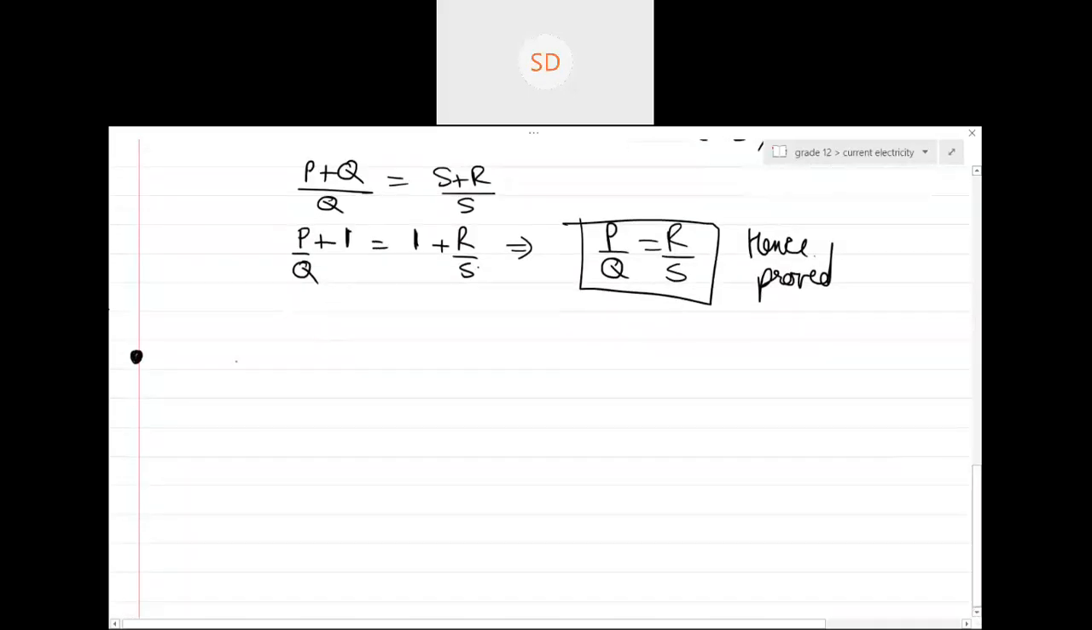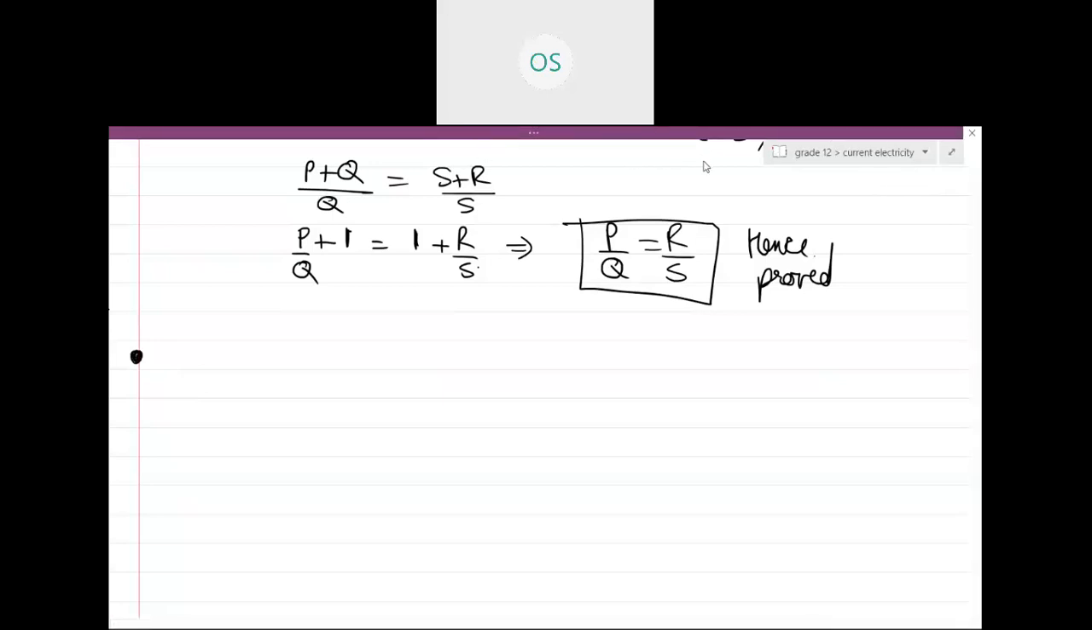Everyone done? Yes, sir. So now let's do some questions based on balanced conditions. Let's start with a simple one.